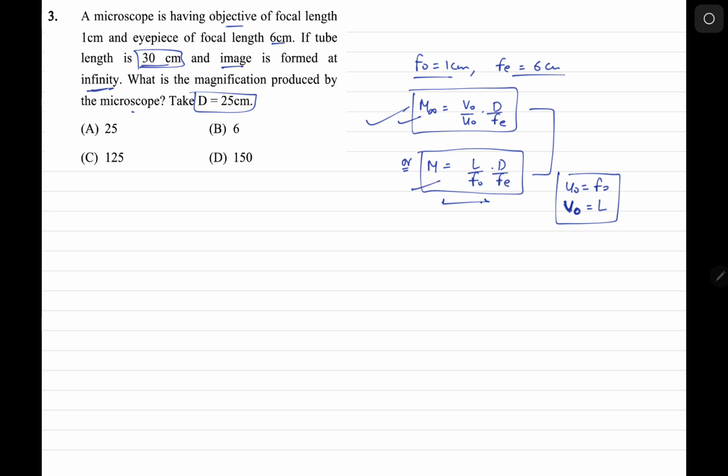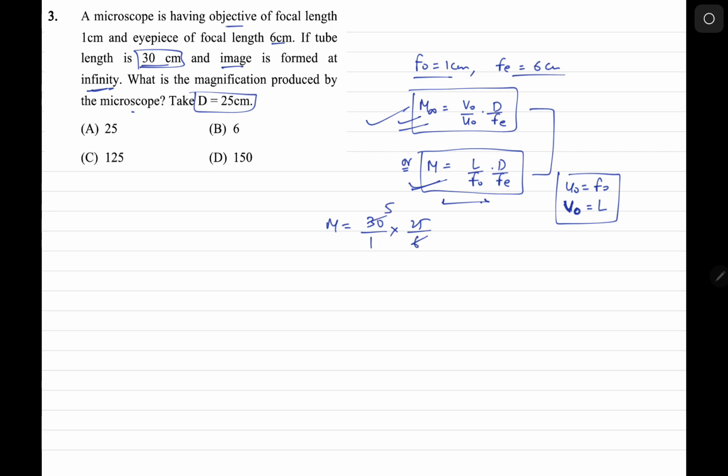Both, as I said, can be used under the same condition when the final image is formed at infinity. So rather than using this one, I'll go with this formula here. M is equal to L by FO. L will be 30 centimeter, because I'm taking this decision as per the question, the variables that are given. D is 25 and FE is 6 centimeter.